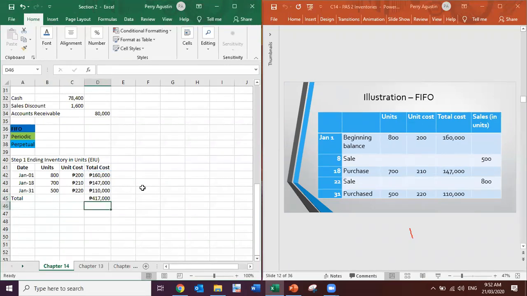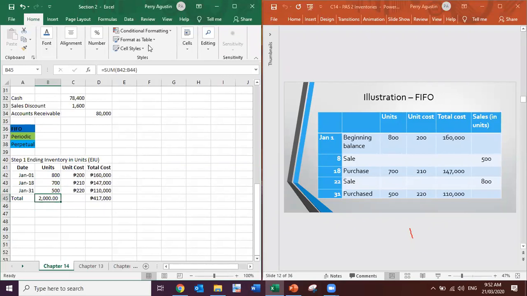So that is 417,000. And we have to identify how many units, but thank you for that. So let's just think on that for a bit. So what do you call this 2,000? That is actually your total goods available for sale. Do you still remember that one?